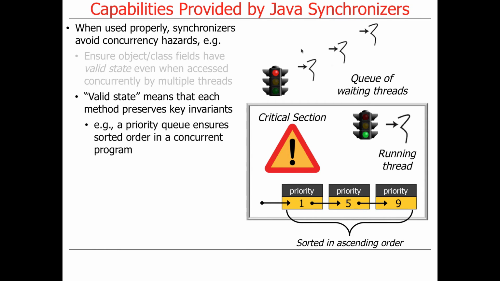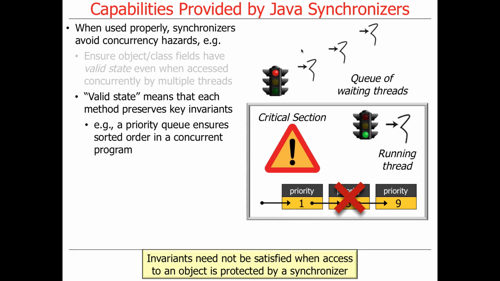So here's a simple example. We've got an object that's going to implement a priority queue that ensures that the elements in the queue are always sorted in ascending order. So we want to make sure that irrespective of what threads are running and when they access this queue, that invariant is always satisfied.